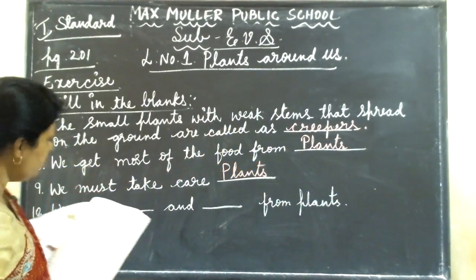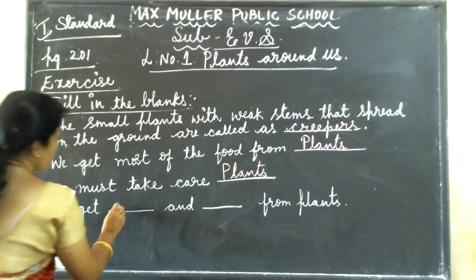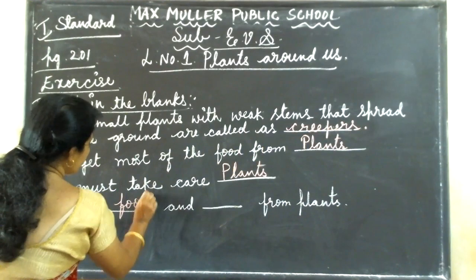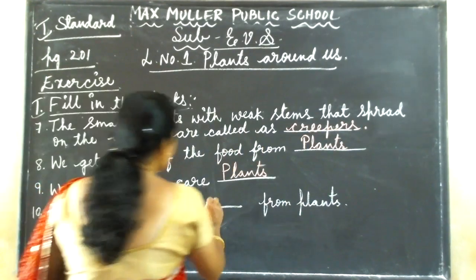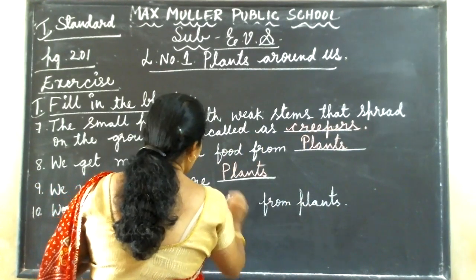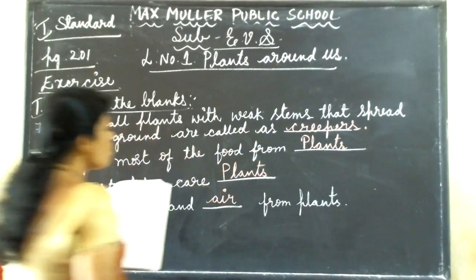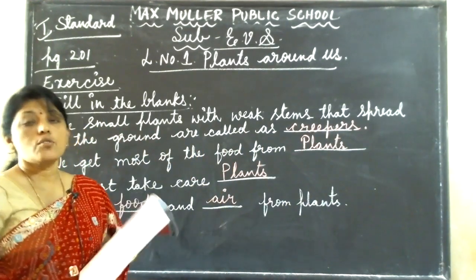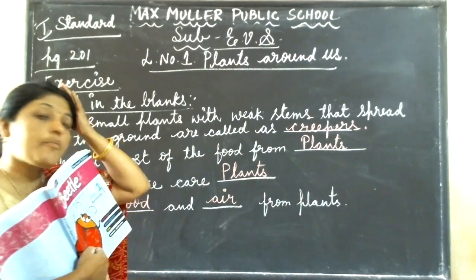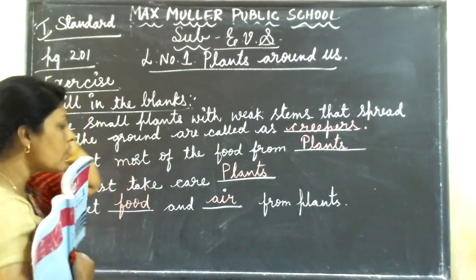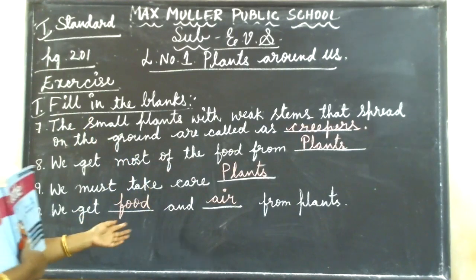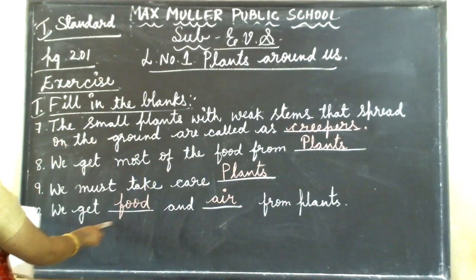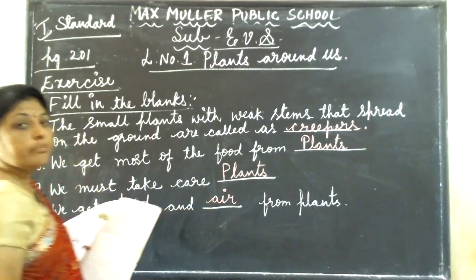What do we get from plants? We get food. First one, okay? We get food, and also we get air. Yes. So plants are giving oxygen to us, isn't it? We are giving carbon dioxide to the plant, so they give oxygen to us to breathe, isn't it, children? So we get food and air from plants.